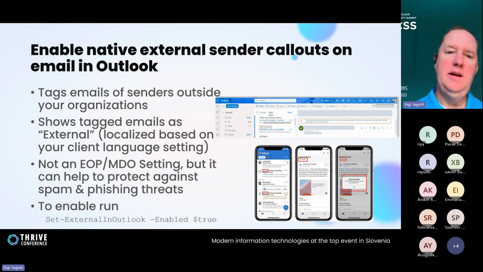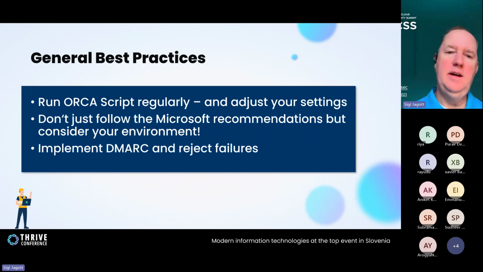It's not an EOP or MDO setting, but it helps your users identify any spam and phishing threats. So general best practices: run the ORCA script regularly and adjust your settings. Run the script every half a year. You don't need to run it every day or every month, but I recommend every quarter or every half a year, and make sure you understand the recommendations, work through them, and implement them. Don't just follow the Microsoft recommendations, but consider them for your environment.